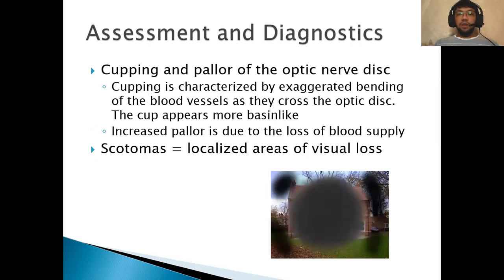Upon observation, the ophthalmologist can see cupping and pallor of the optic nerve disc. Cupping is characterized by exaggerated bending of the blood vessels as they cross into the optic disc. The cup appears more basin-like, and increased pallor is due to the loss of blood supply. The patient is going to experience scotomas, such as in this picture. That is an example of a scotoma. They still have the visual field, but in their visual field there are localized areas of visual loss, like this picture that you can see here.